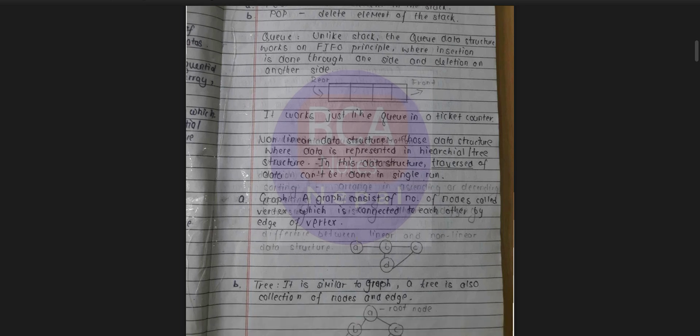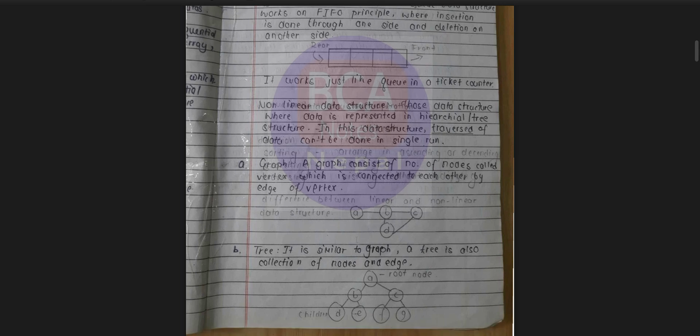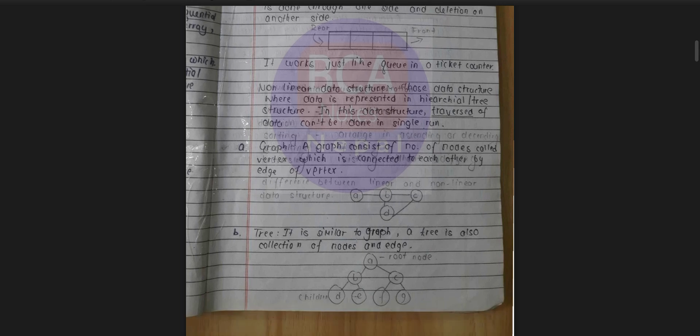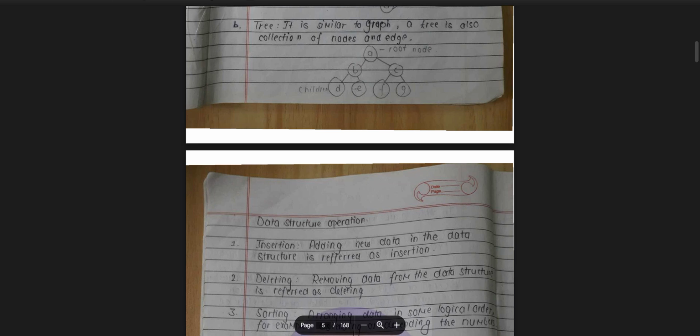In this data structure, traversal of the data cannot be done in a single run. Graph: a graph consists of nodes called vertices, which are connected to other vertices. Tree: it is similar to the graph. A tree is also a collection of nodes.